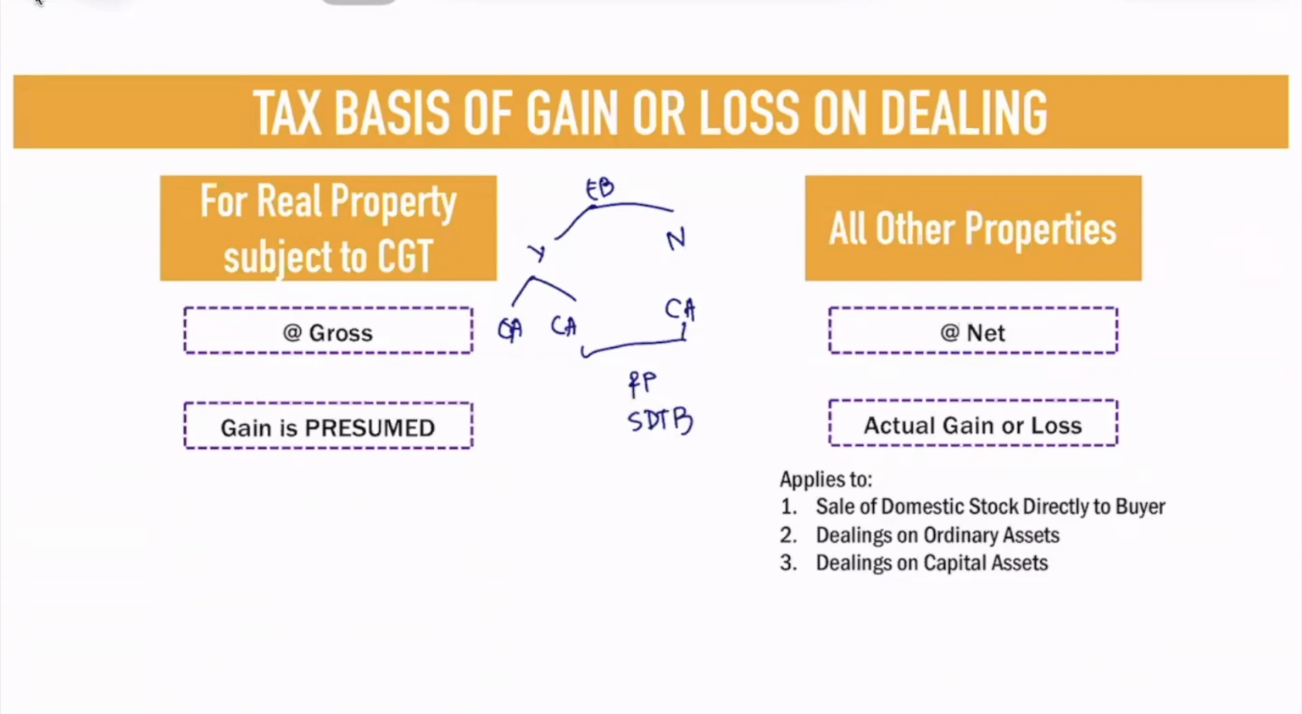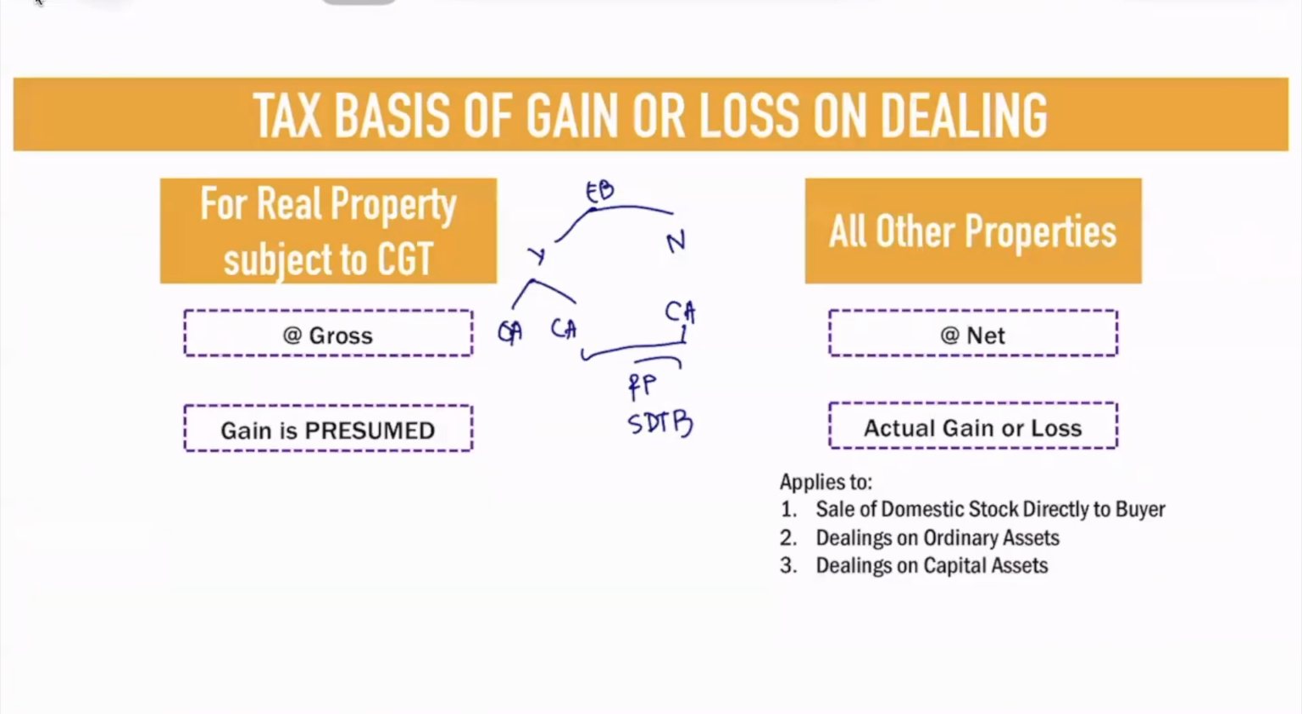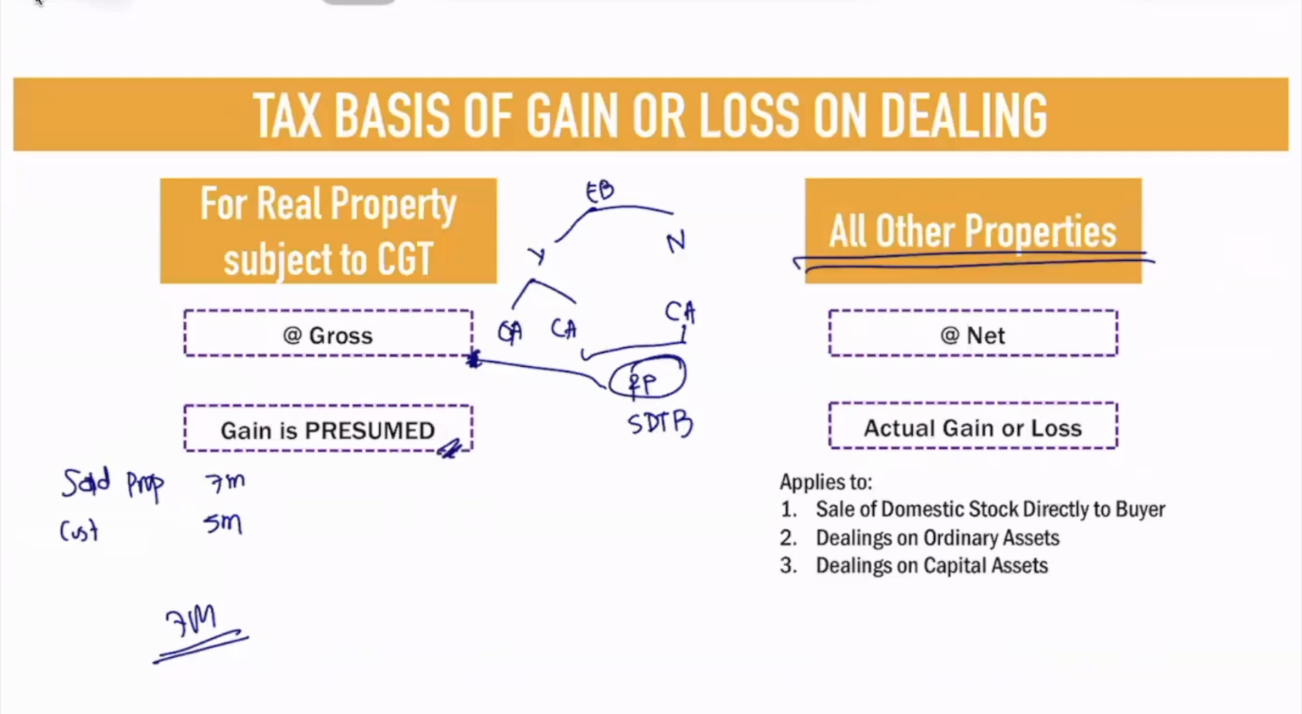So, if ever the gain or dealing comes from real property, the tax basis is at gross because gain is presumed. So for example, you sold the property worth 7 million. The cost is 5 million. The tax basis is 7 million. But what if that is all other properties? You tax it at net.